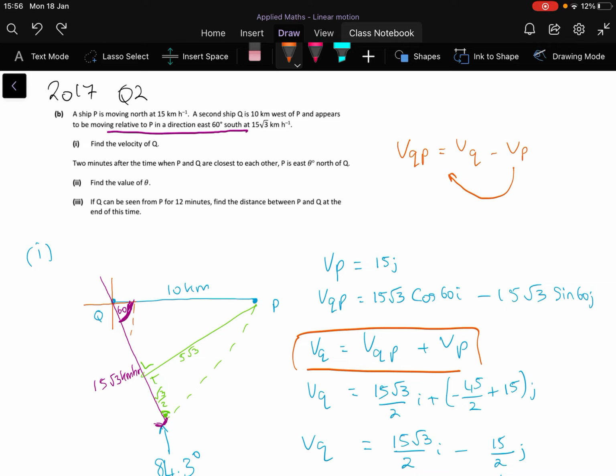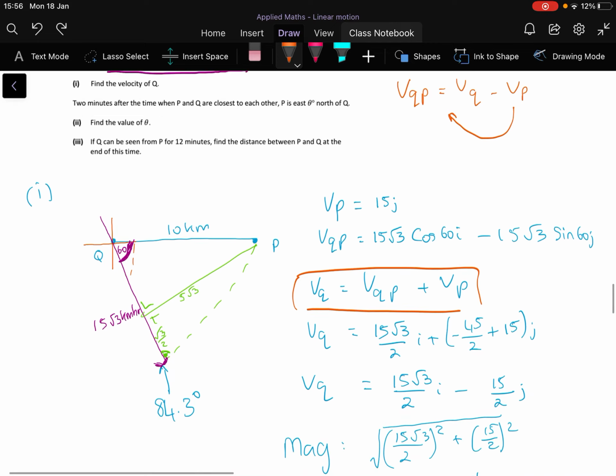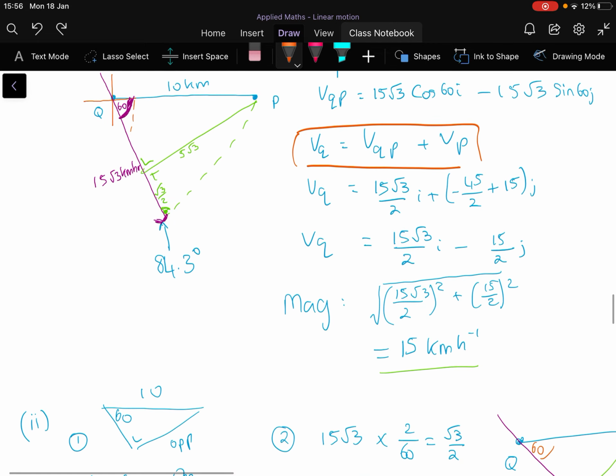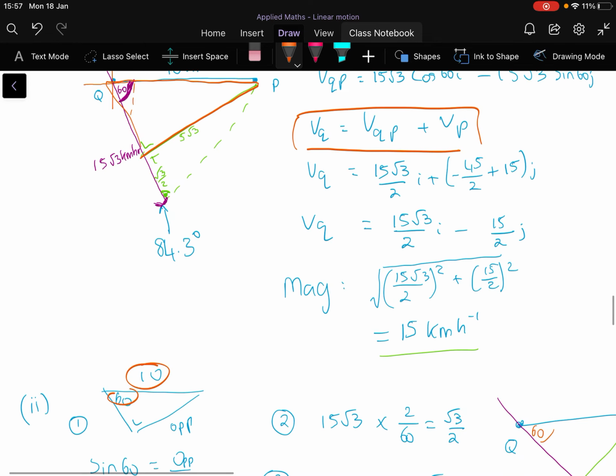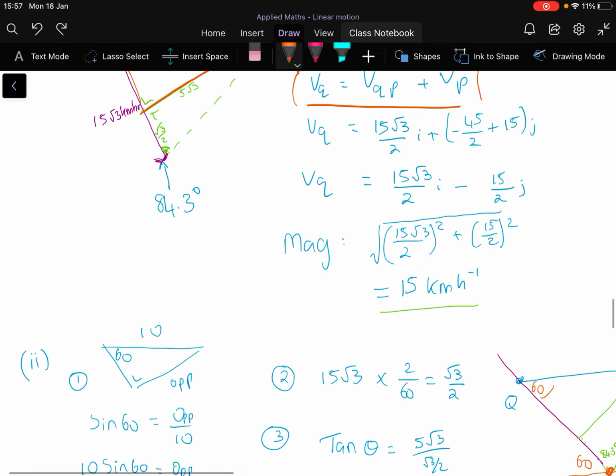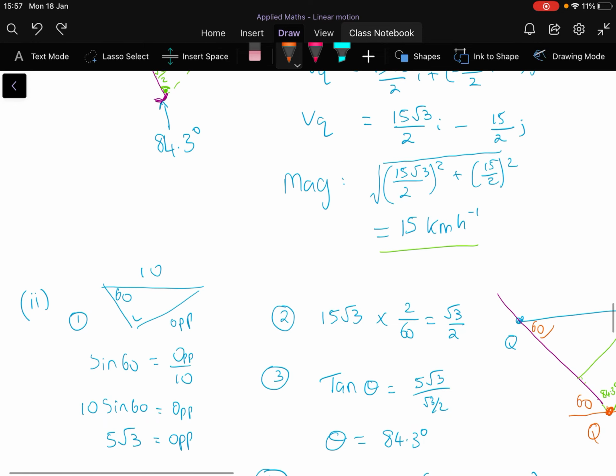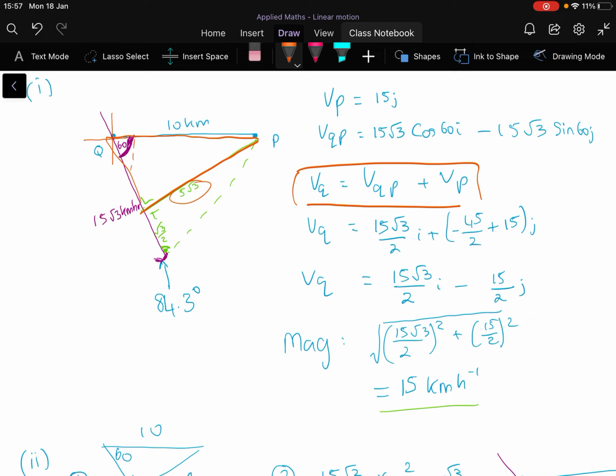The closest distance is that green line with the 90 degrees, because the shortest distance is always going to be at a 90-degree angle. So to find that angle, if I move down to my part 2, I'm going to use this triangle here to find what that green line is. I have my 10 and my 60 and my opposite angle, and I'm going to use sine of 60 equals opposite over 10. So that's going to be 10 sine 60, which is 5√3. So that's where that 5√3 is coming from.